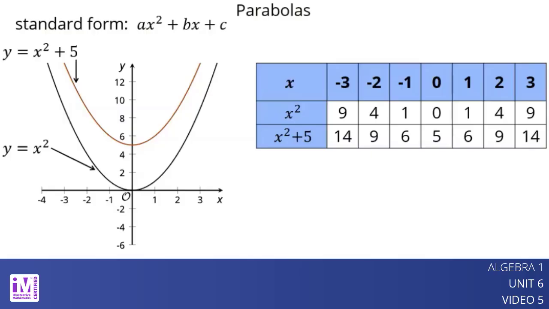Here is a table of values for x squared and x squared plus 5. It can help us see that adding 5 to x squared increases all the output values of y equals x squared by 5, which explains why the graph moves up 5 units.